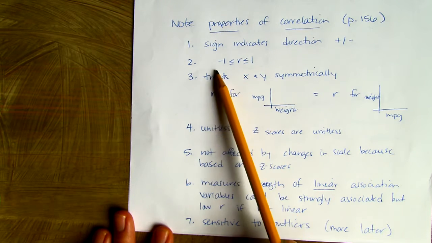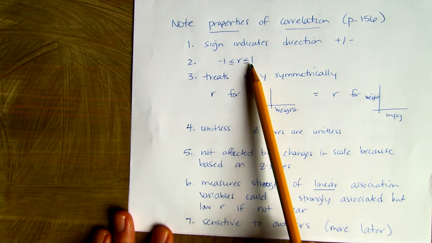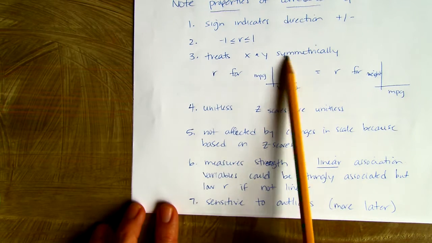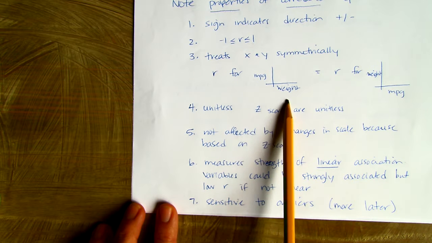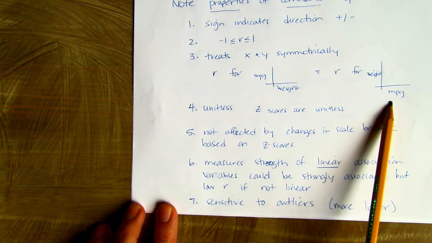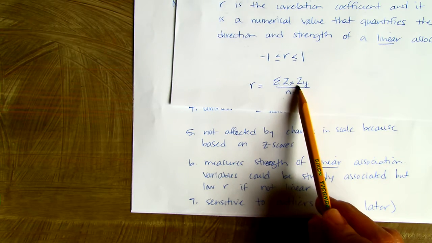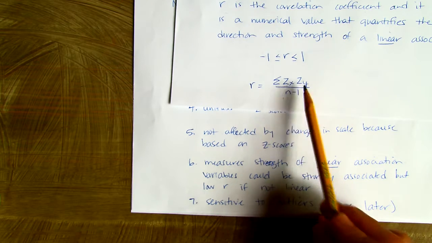The values of R range between -1 and +1. You very rarely see -1 or +1 unless the data is sort of perfect, like if you were doing a conversion between Celsius and Fahrenheit, something like that. It treats X and Y symmetrically. What does that mean? If I find R for gas mileage versus weight, that's going to be the same as R for weight versus gas mileage. Because if you remember how it's calculated, it's the sum of the z-scores in the x direction times the z-scores in the y direction over n minus 1. So it doesn't matter if you flip those.